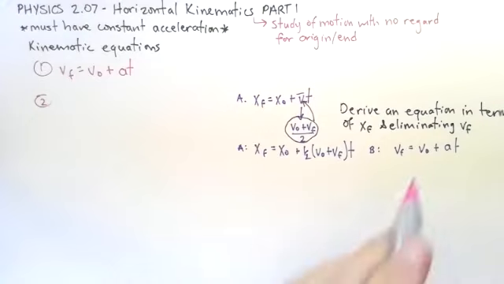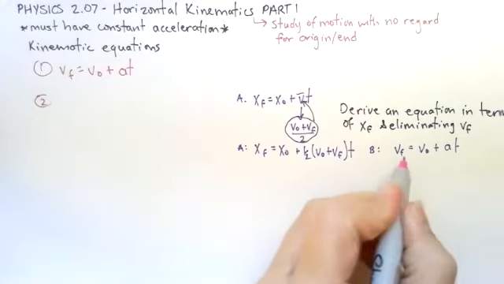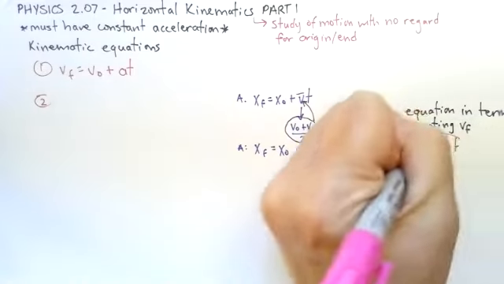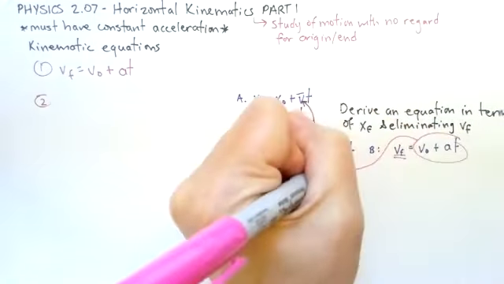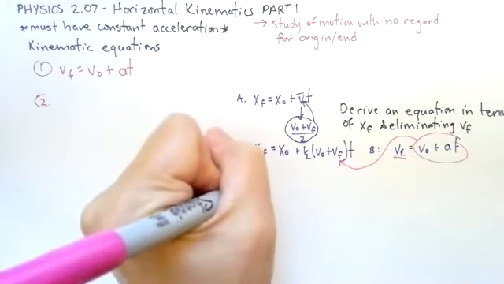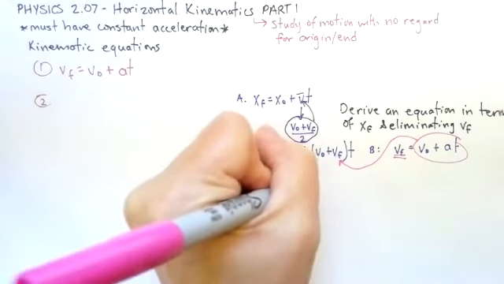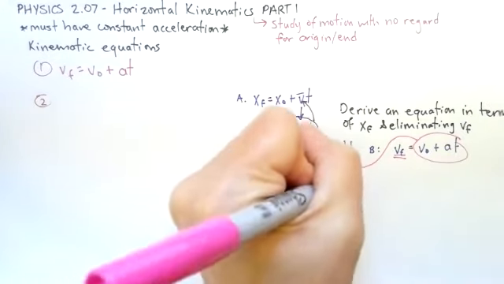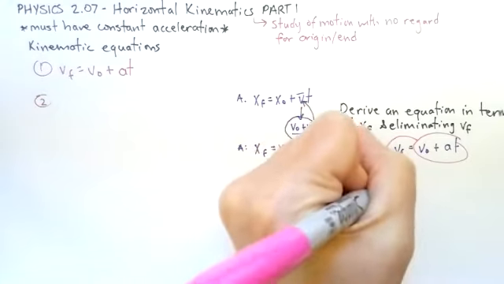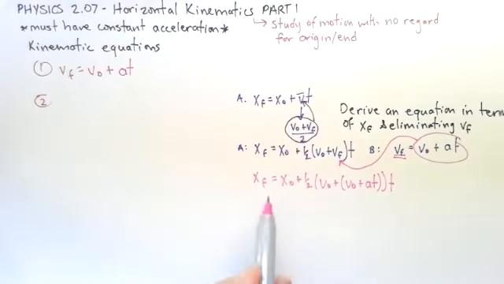All right, well, if I want to get rid of v sub f, I can do that. I have an equation over here that has v sub f in it. So what I'm going to do is take this whole expression and pop that into that location. And that's going to give me this formula. So I still have my x sub f equals x sub o plus 1/2 v sub o, but now instead of v sub f, I have v sub o plus at.